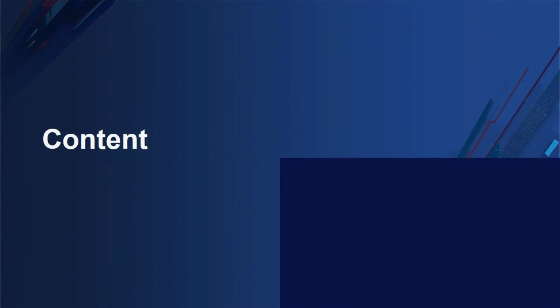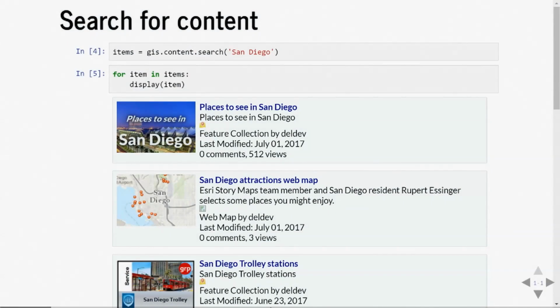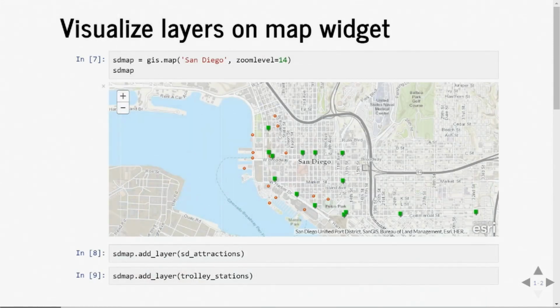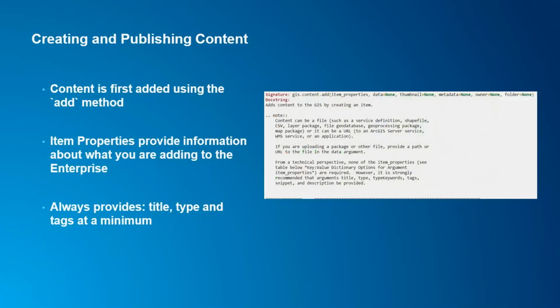Content is another thing that you can do a lot of automation with through the Python API. You can, of course, search for content that is in your portal, and you can visualize that content through Jupyter Notebooks and the map widget that's been constructed in the API. And you can also automate the creation and publishing of content.